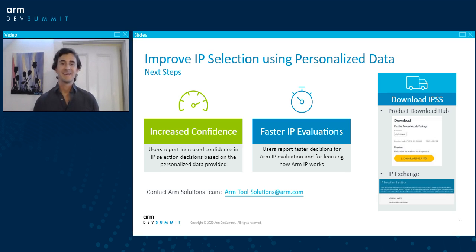Now, how do we get it? You can download it in 2 different ways. It's free to use and free to trial. So if you're part of the ARM Flexible Access program, it's available through the Product Download Hub. And you can go there, look for the Flexible Access Models package and download it straight away. If you're not a part of ARM Flexible Access, you can go to the IP Exchange website, which is ipx.arm.com, and you can search for the Tools section, and it will come up under IP Selection Sandbox.